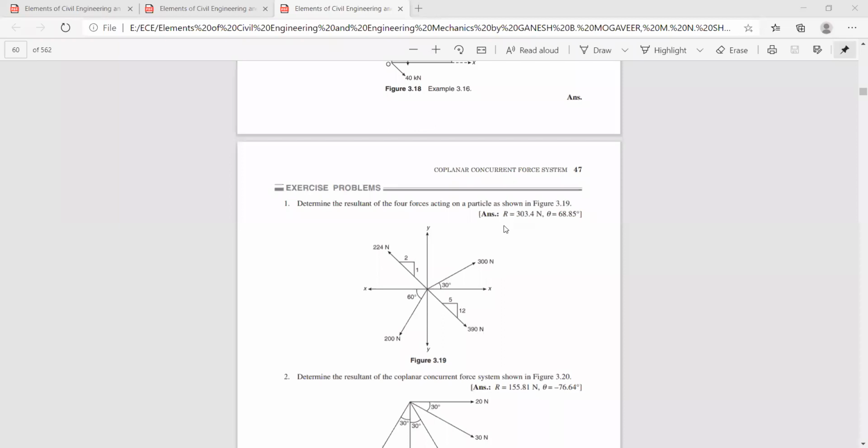Then you can find out the value of R. R is equal to square root of sigma f of x squared plus sigma f of y squared. Please check whether you get the answer 3.4 Newton, and theta is tan inverse of sigma f of y by sigma f of x. Please check the answer which has been given here.